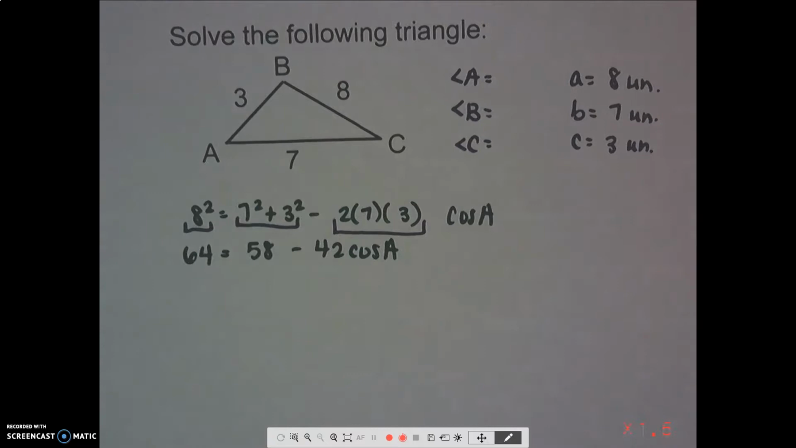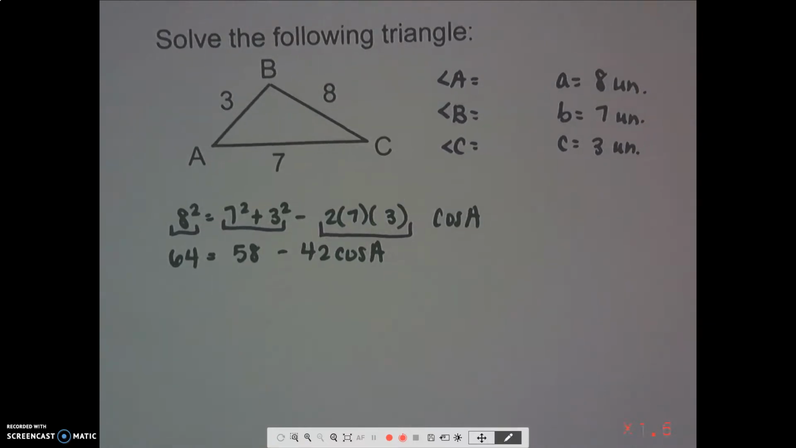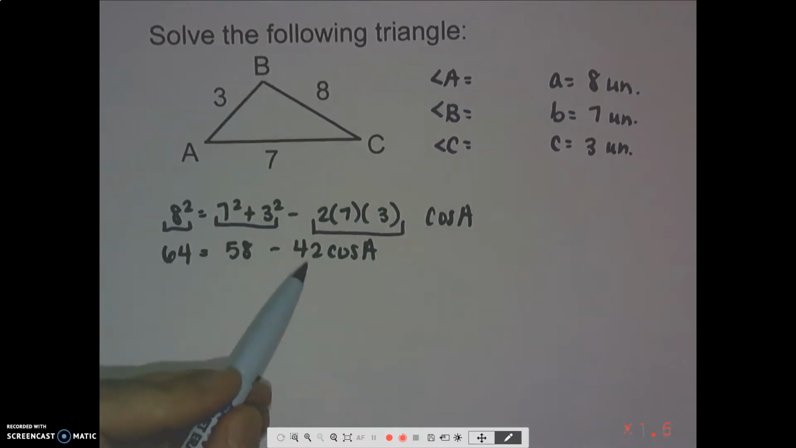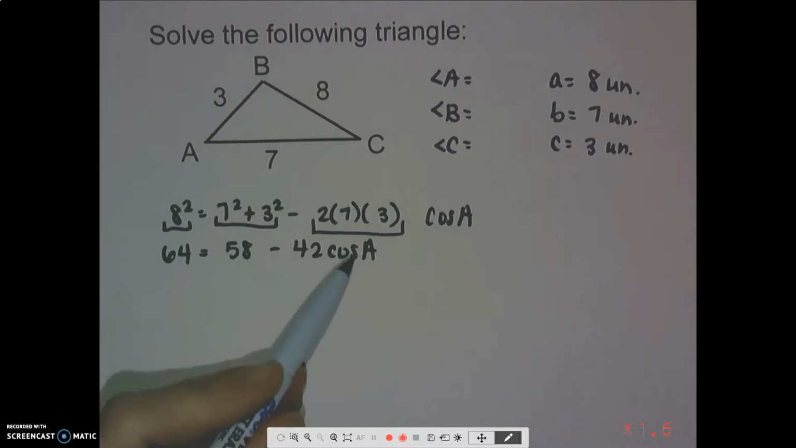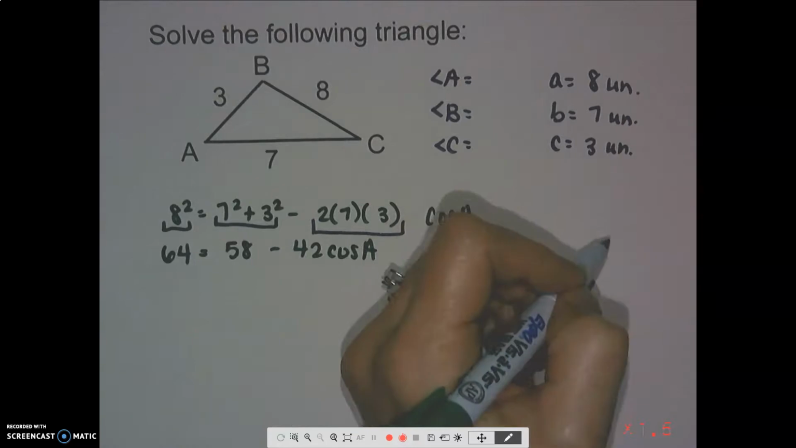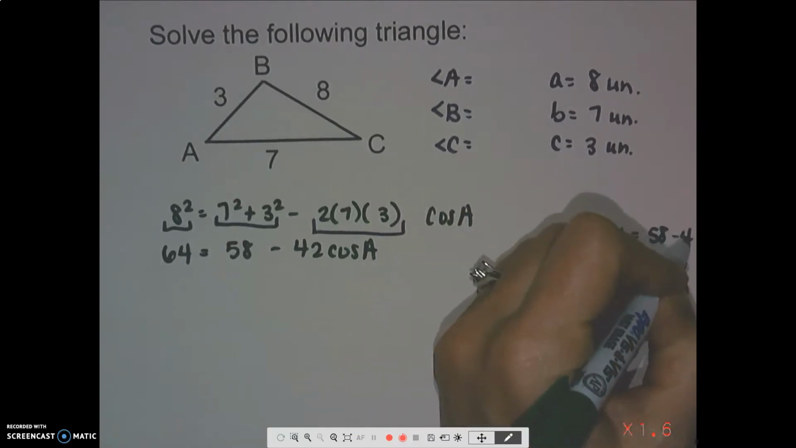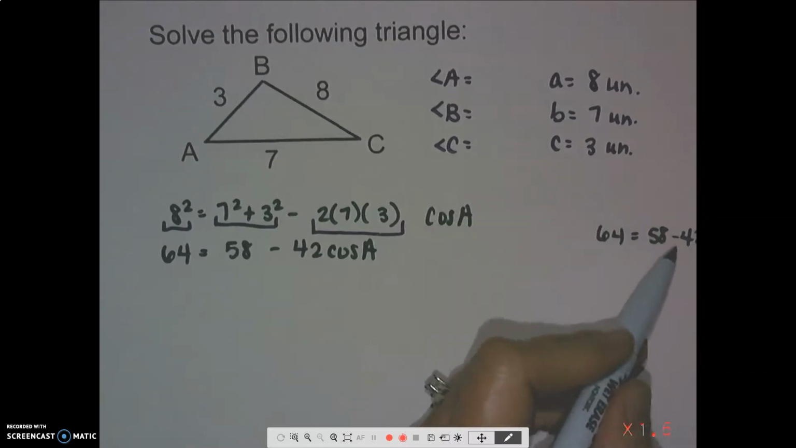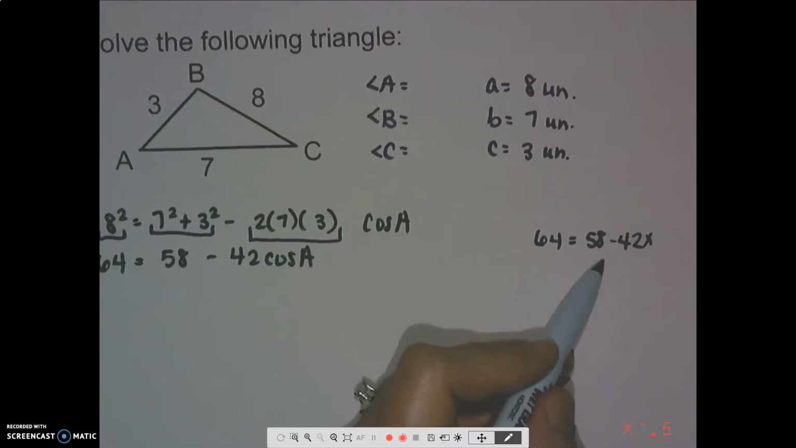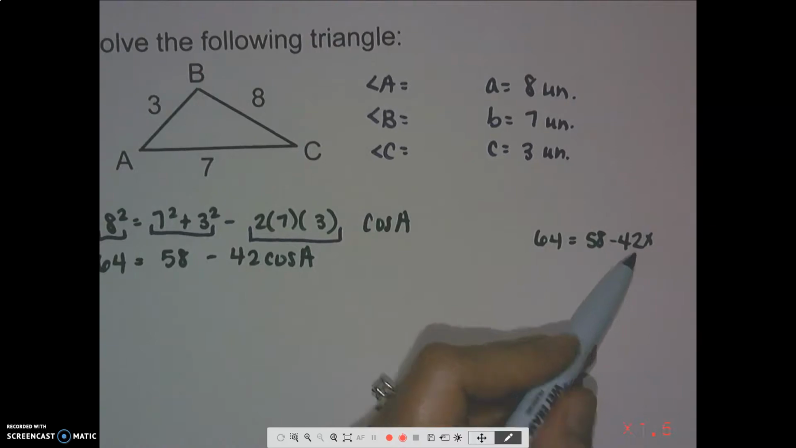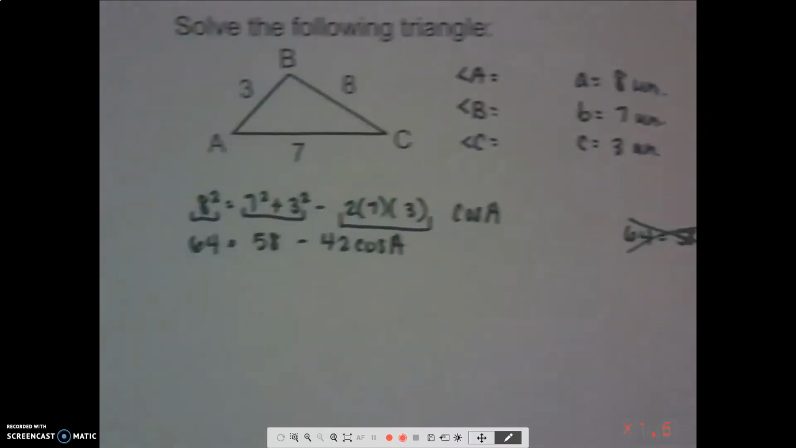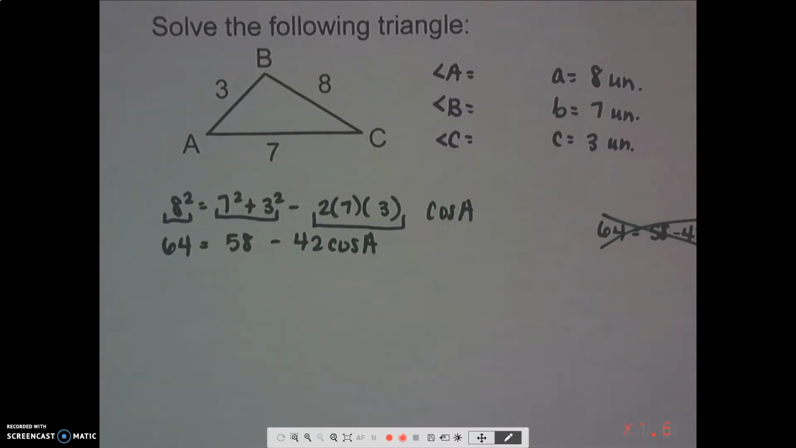Now you've got to be very careful. Here's where people tend to make mistakes. Lots of people want to take this 58 and subtract 42. This here is a coefficient for this. So if I gave you 64 equals 58 minus 42x, are you allowed to combine? Can you combine the 58 and the 42x? No, those aren't like terms. So you can't combine those. We've got to keep moving on.